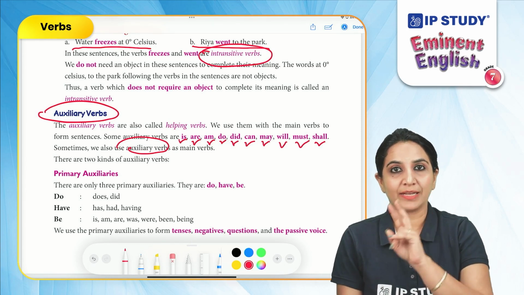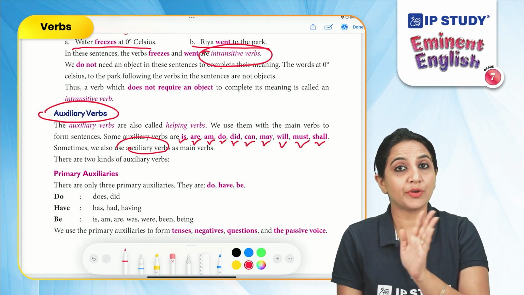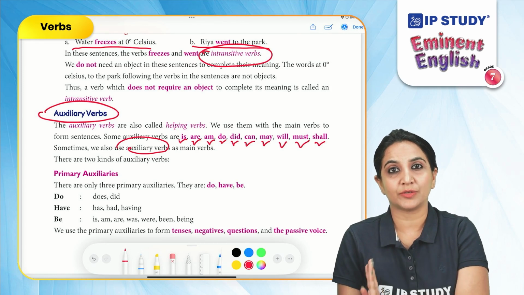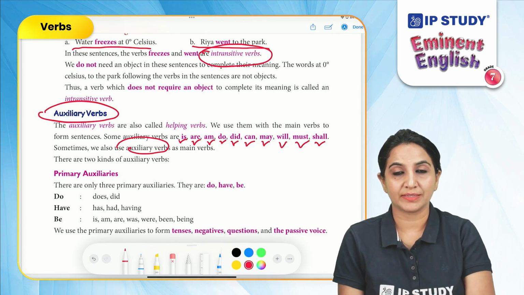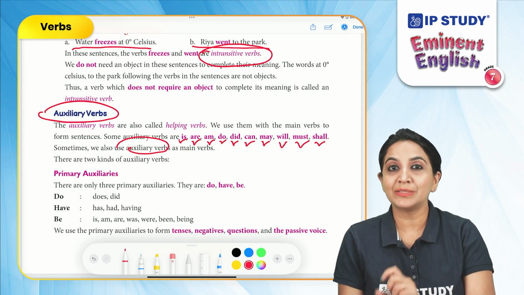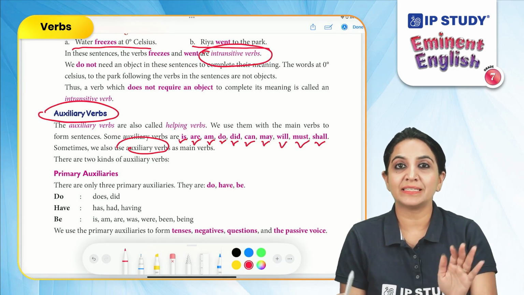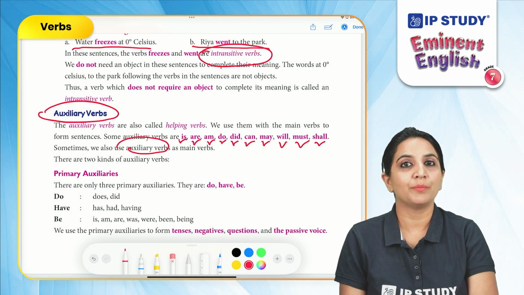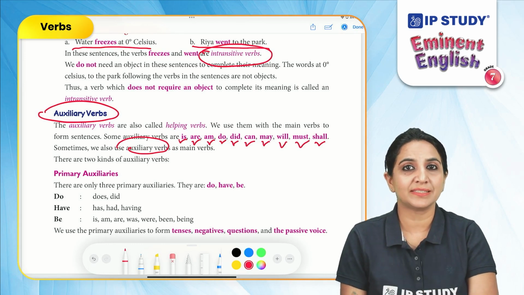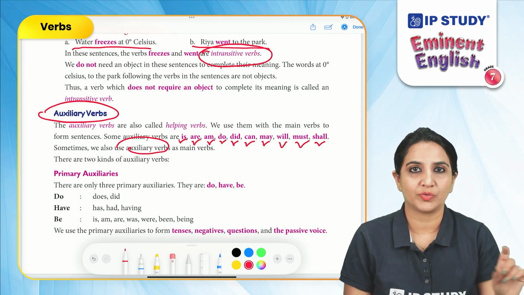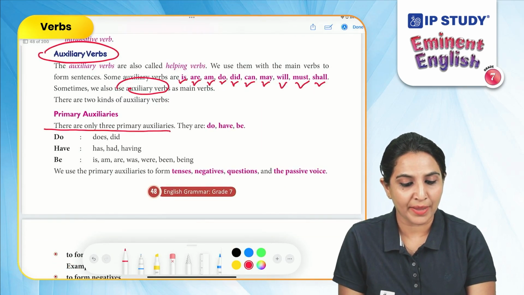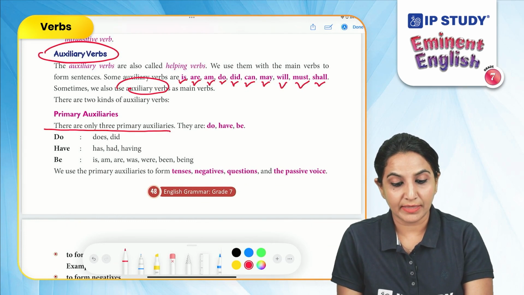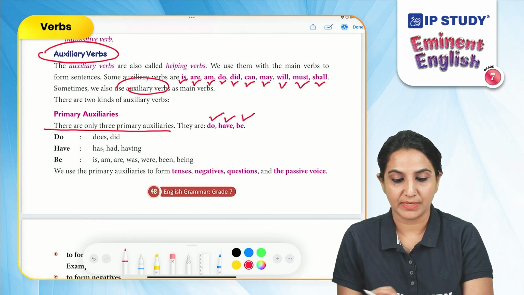There are two kinds of auxiliary verbs: primary auxiliaries and modal auxiliaries. In this video, we will cover primary auxiliaries, but we will make another video for the complete detailed chapter on modal auxiliaries. So let's understand what are primary auxiliaries. There are only three primary auxiliaries. They are do, have, be.